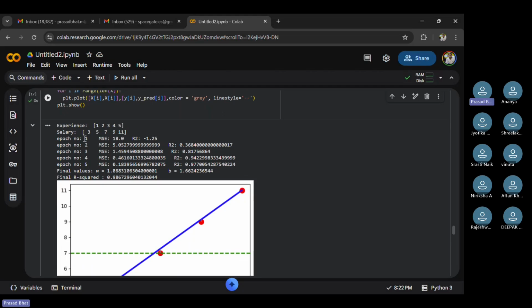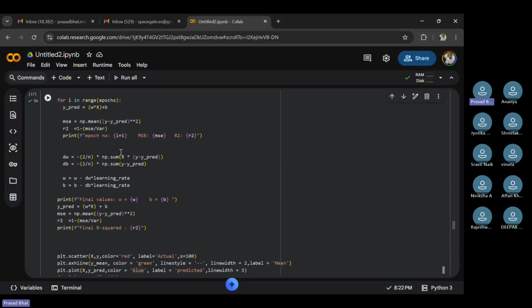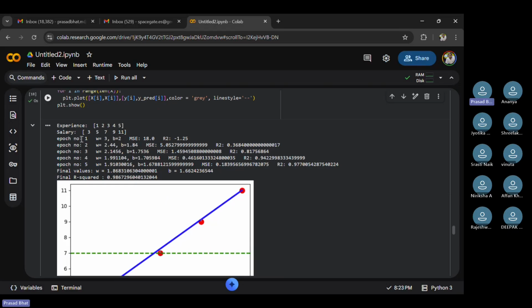At the beginning, epoch number 1, MSE was 18, R square was minus 1.25, right? Epoch number 2, hold on, did I print? Okay, I didn't print this one. W and B, epoch number i plus 1, MSE and R square, I did print. Okay, let's do that also. Here, let me print W is equal to W, then B is equal to B. Look at this. Epoch number 1, W was 3, B was 2, MSE was 18, R square was minus 1.25, right?